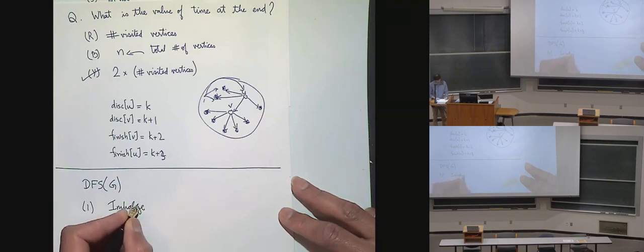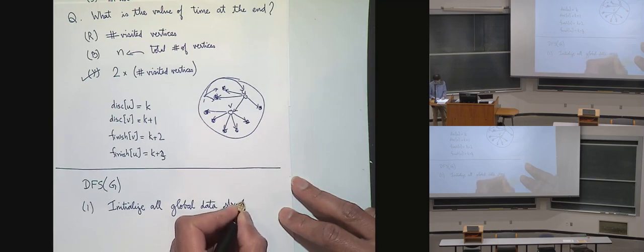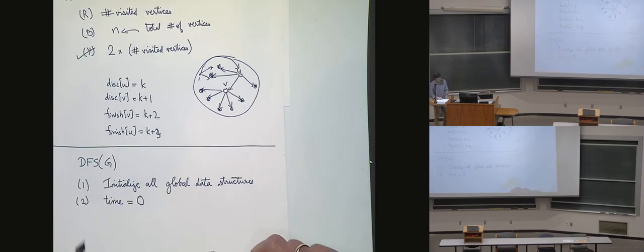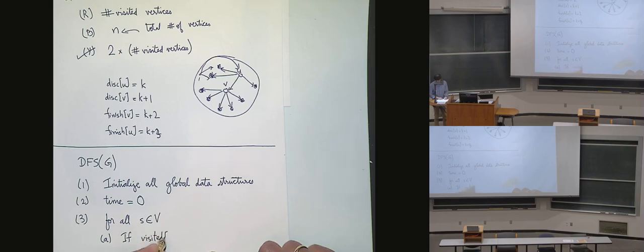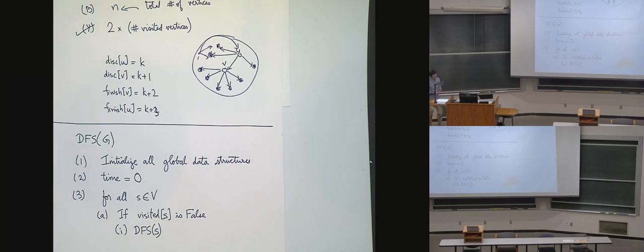So we initialize all global data structures. We set time to be 0, so this counter starts at 0. And then, just like BFS, we say for all s in V, if visited[s] is false, then you call DFS on s. Okay?